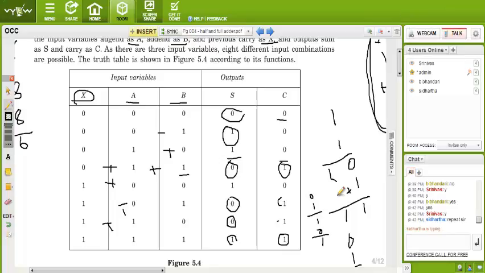Is it clear to you? If you have any confusion, please ask. Specify which step you do not understand. No problem.